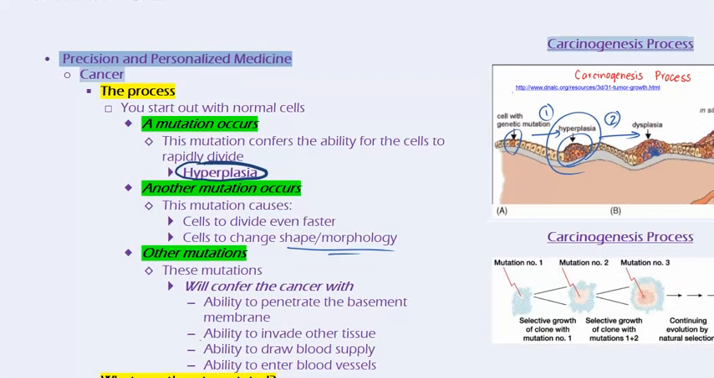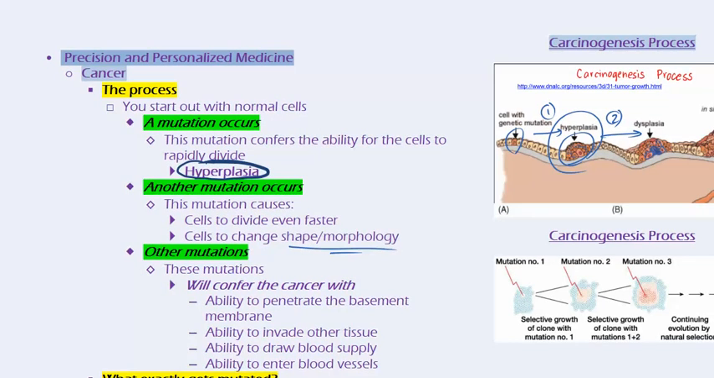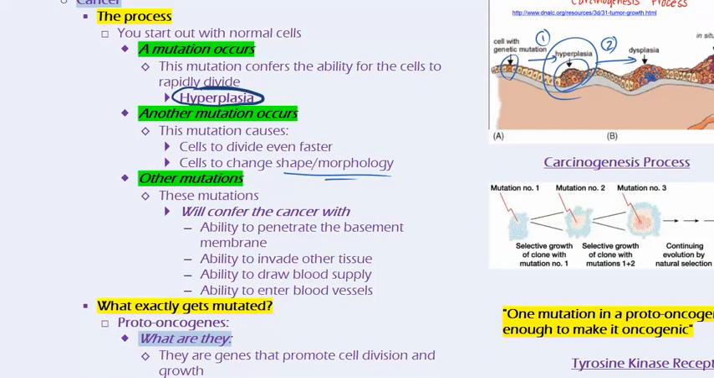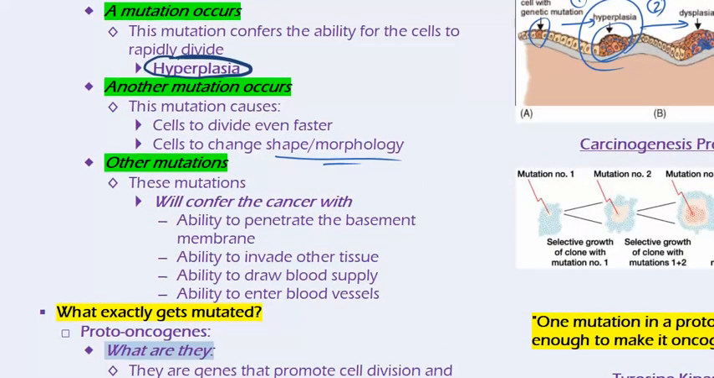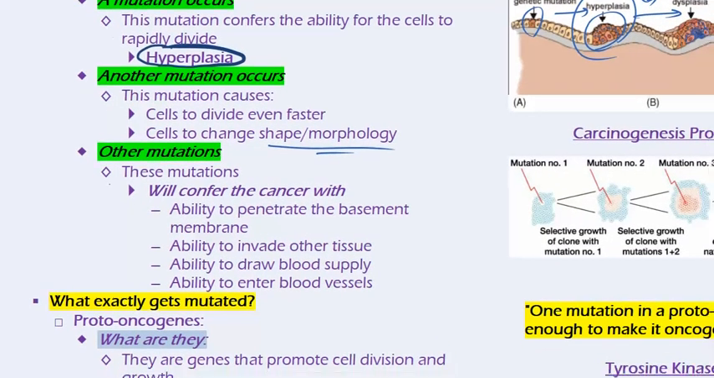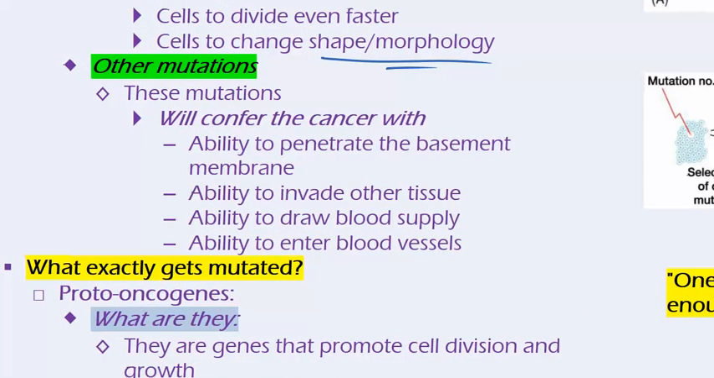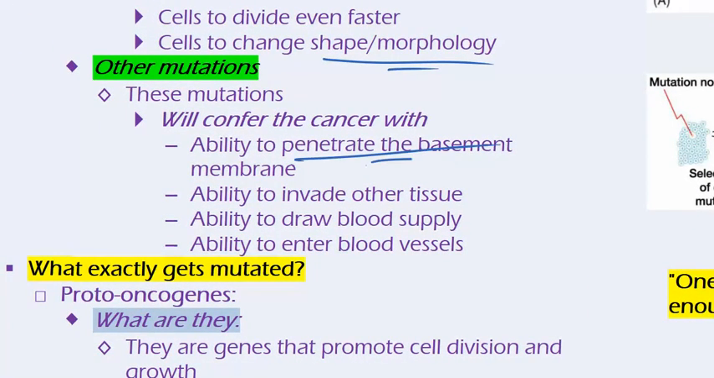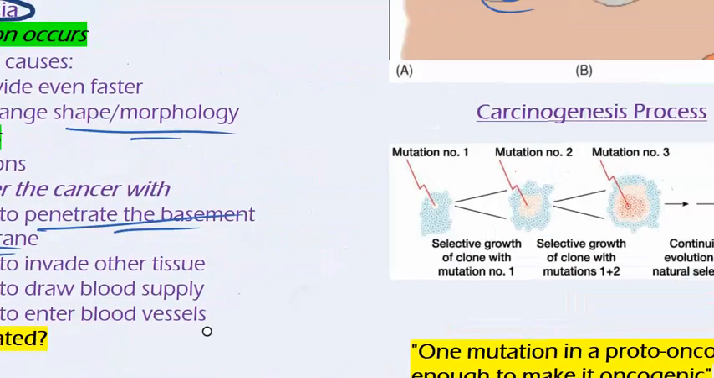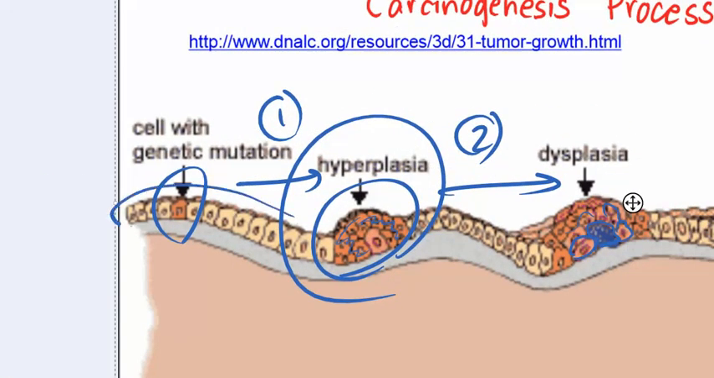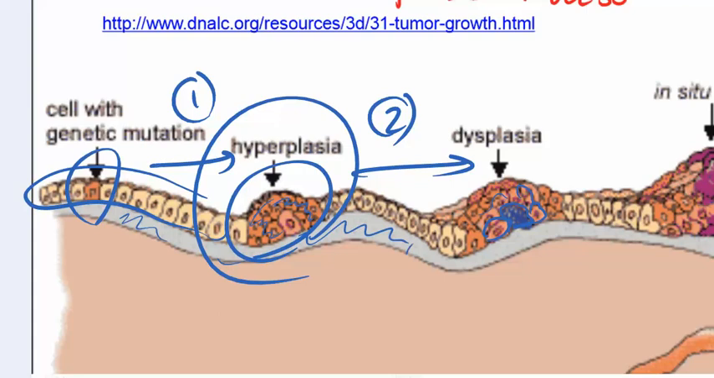So we start off with a cell, we get a mutation, we get hyperplasia, we get another mutation that leads to a change in shape or morphology. Then you get still other mutations, and these can confer characteristics such as the ability to penetrate the basement membrane. As you can see here, all these epithelial cells are sitting on a basement membrane. You can see it here, it's a little bit lighter. This is your basement membrane.